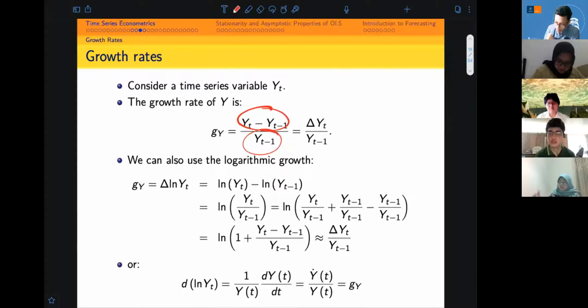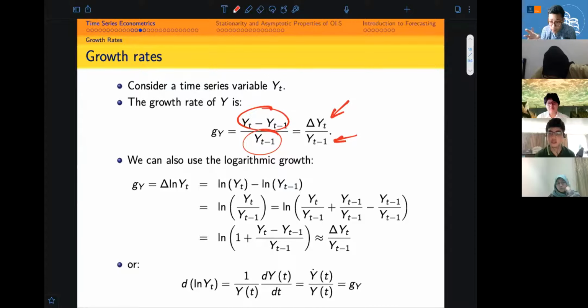In other words, you can have the delta YT divided by YT minus 1. So this is the first method that we can use. The second method is to use growth rate calculated using logarithmic growth.